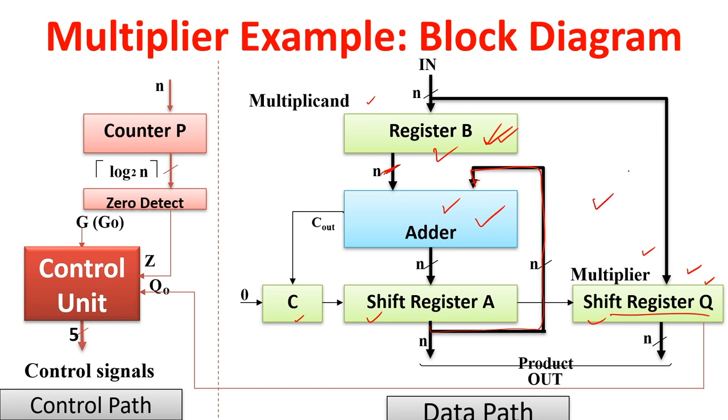This is the data path of the sequential multiplier, and for the control path let us see how it looks from the top. Suppose you are doing n bit multiplication, that means initially we need to initialize a counter P with n, because n is the number of bits. Suppose n is 8, then initialize P with 8. Here P is equal to the number of bits. Then every time you decrement, and if you detect 0, it gives the signal to the controller.